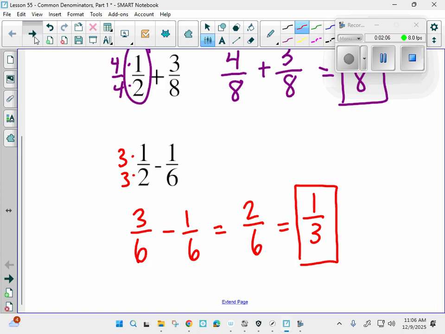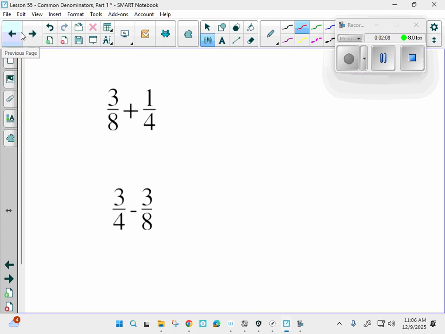All right, 3/8 plus 1/4. And so, Eli, what's the smallest number 8 and 4 go into? Even smaller. But does 8 go into 4? No. What do you think, Emmy? 8. There you go. So I'm going to rewrite 3/8 exactly the same.